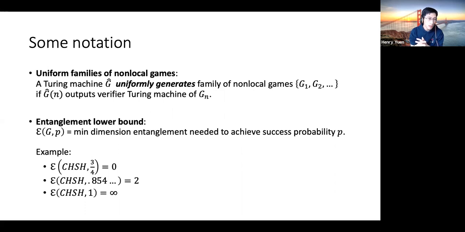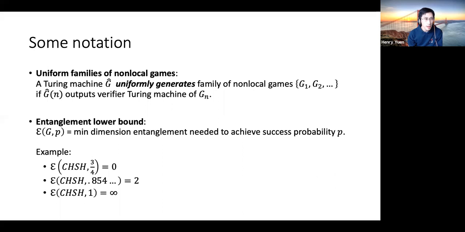To achieve this 0.854 value, you need two-dimensional entanglement. To achieve value 1, well, there is no finite dimensional strategy that achieves this. So we say that this entanglement lower bound is infinite.